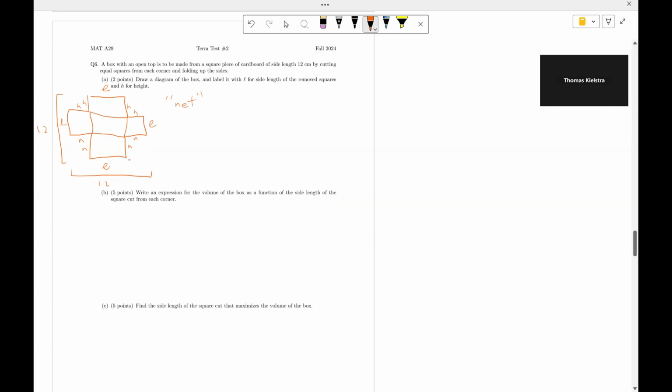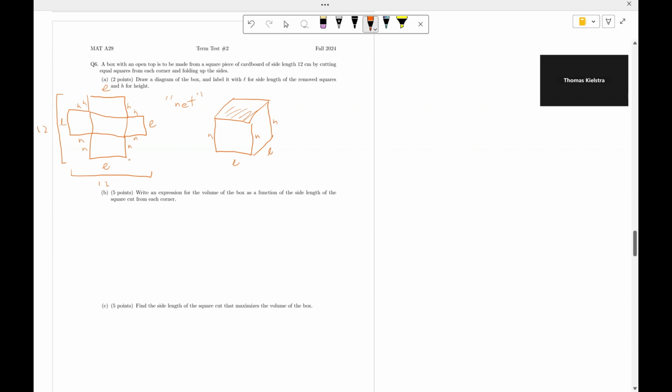So what does this look like if it's not folded apart? Well, it looks like this. We've got our box. This is side length L, and this is H. And this is empty.